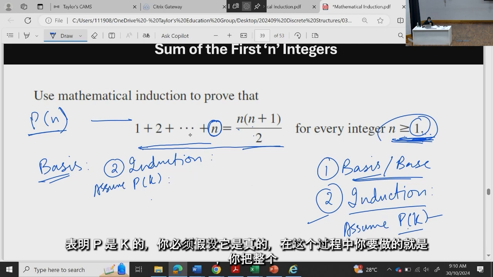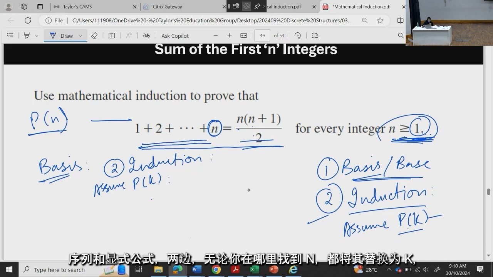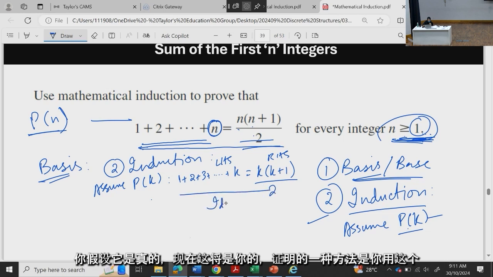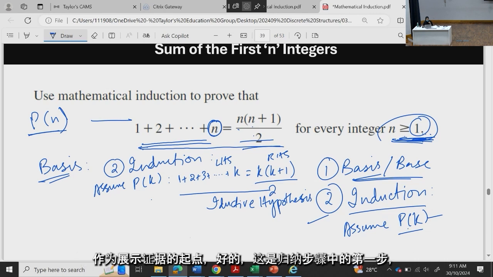In this, what you do is you take the whole sequence and the explicit formula, both sides, wherever you find n, replace it with k, both on your left hand side and right hand side. This is known as the inductive hypothesis. You assume it to be true. Now one way to show the proof is that you use this as your starting point to show the proof. Okay, so this is the first thing in the induction step.